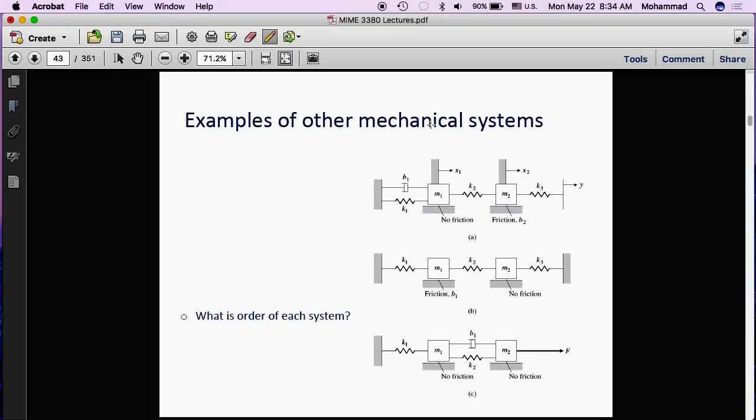Now we need again to make an assumption. Is x2 larger than y at this instant, or is y larger than x2? Either of the two assumptions is going to be correct. There is no wrong assumption. You just need to make an assumption.